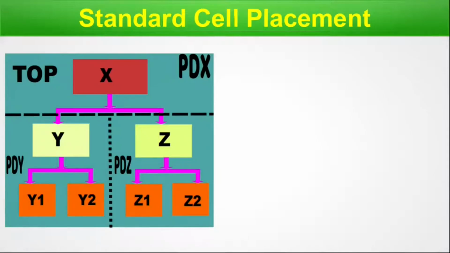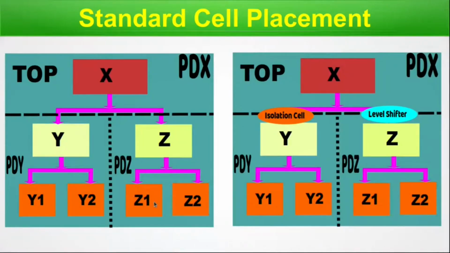Standard cell placement. Let me bring my mouse pointer. Here you can see this picture I have shown you in the last episode. Power domain X, power domain Y, power domain Z, and inside, if we go down, we have Y1 and Y2. Here we have Z1 and Z2. So this is PDX, this is PDY and PDZ, and here is our boundary. This is just our regular UPF structure, and now I bring on the special cells where they will be placed.